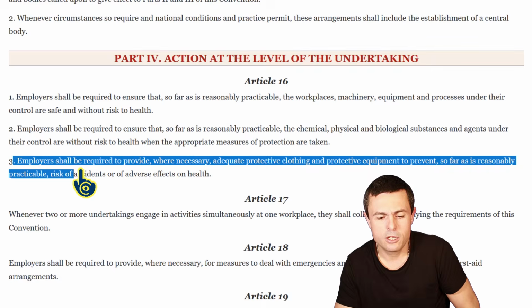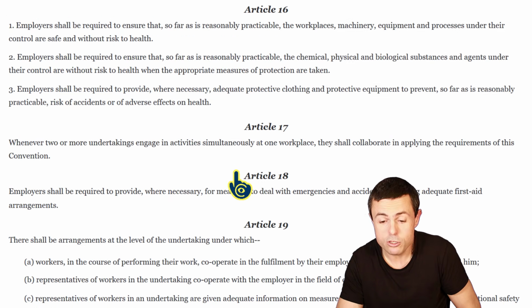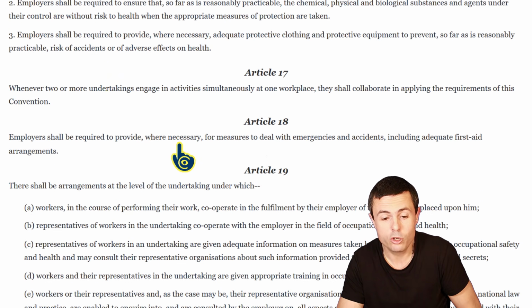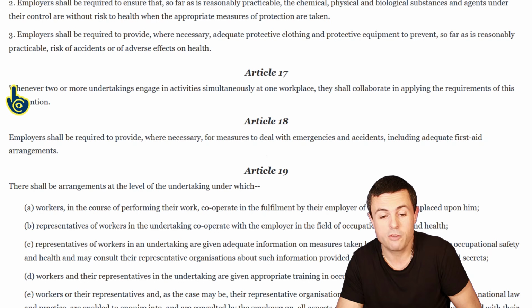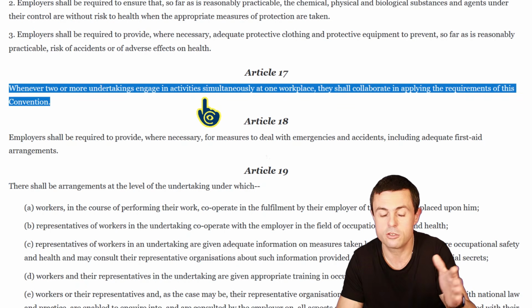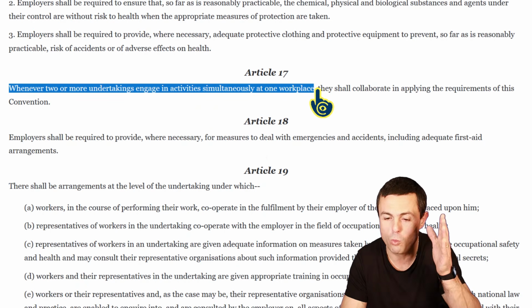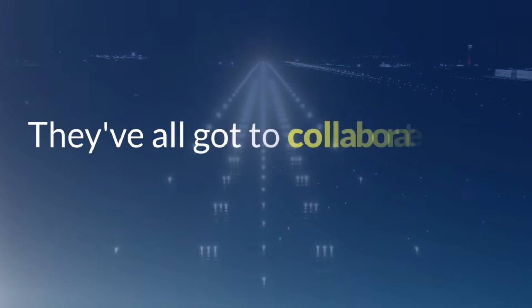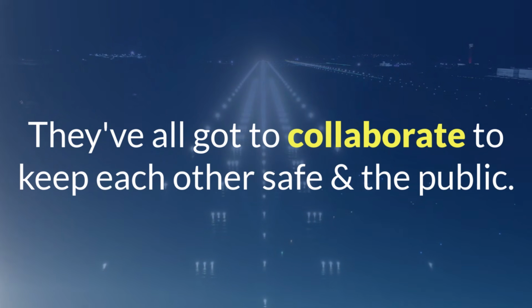Here we've got the protective clothing duty here. We've got some more duties too. We've got other things here. It talks about where undertakings engage two different undertakings, so two different employers at the same time in one workplace. They've got to collaborate. So the airport and the police in the airport and the cleaning company and the security company and the baggage handling company and all of the other companies, the airlines, the catering, all of them have all got to collaborate to keep each other safe and the public safe.